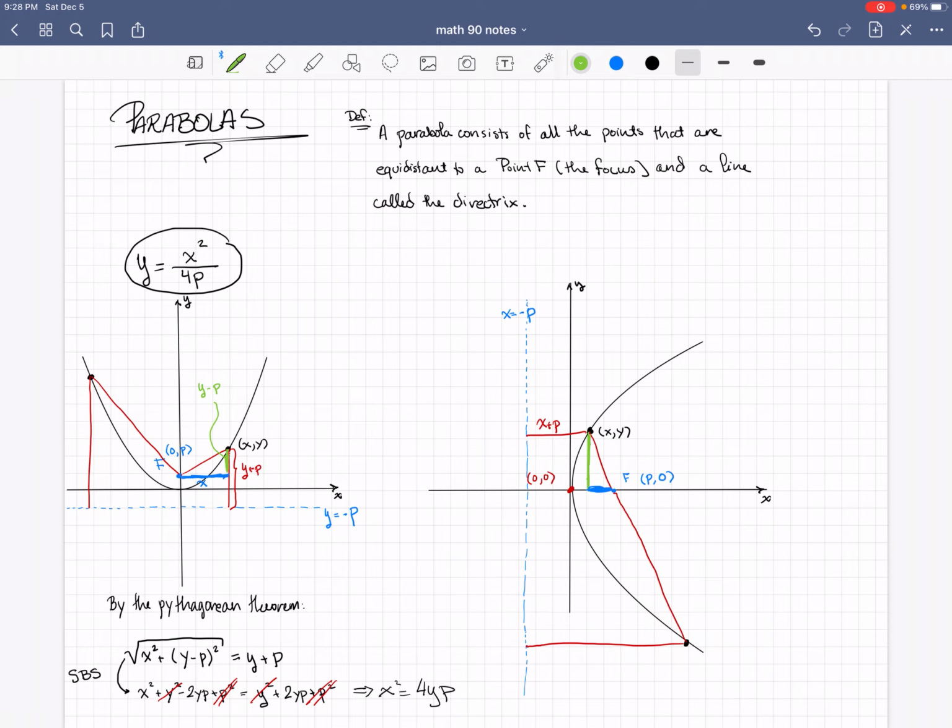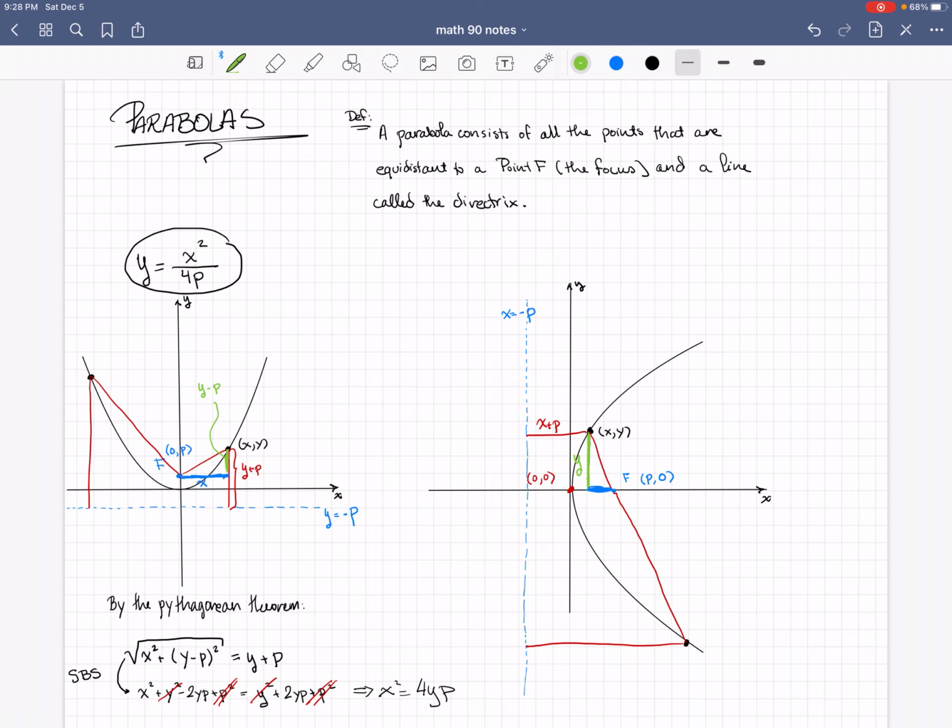Okay, well, the green line in this case is a vertical line that goes from the point (x, y) down to the x-axis. So that means that when we're talking about the length of the green line, we're simply talking about the y-coordinate of that point. So the length of the green line is simply y.